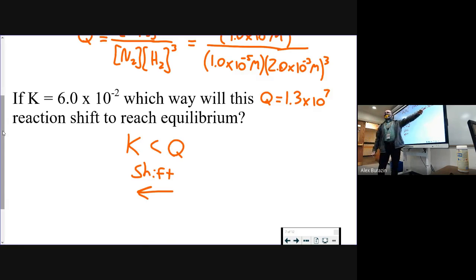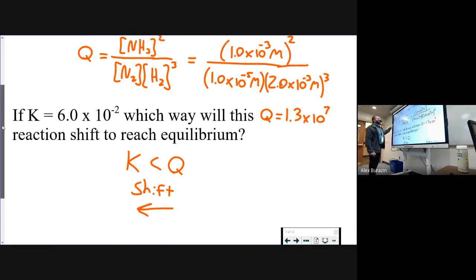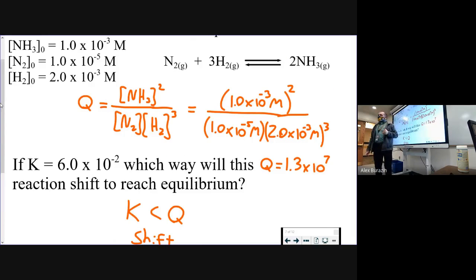This is a ratio, right? It's a ratio of products divided by reactants. This number is very, very large. The equilibrium value is very, very small. Okay, 0.06, right? So at equilibrium, according to this value, we should have way more reactants than we do products. Because it's a ratio, right? When the ratio is bigger than 1, that means the numerator is larger than the denominator. We have more products than reactants.